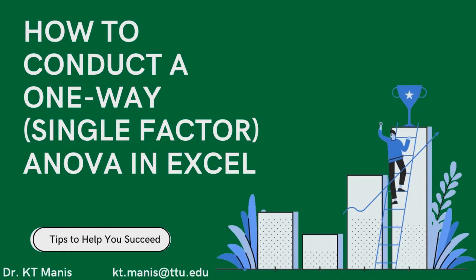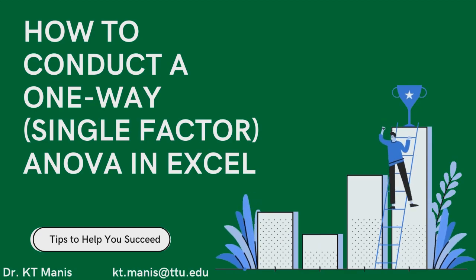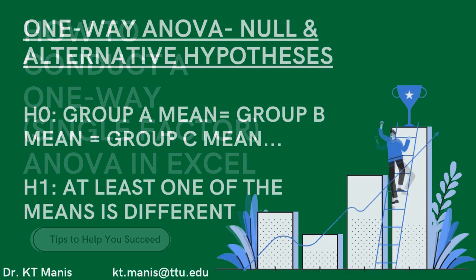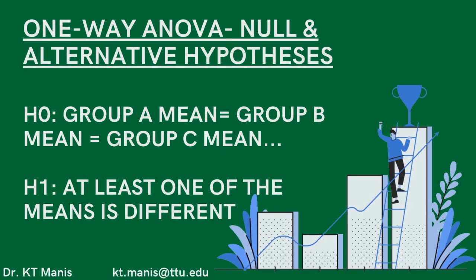Hi there. Today I'm going to show you how to conduct a one-way or single-factor analysis of variance in Excel. The purpose of a one-way ANOVA is to test the null hypothesis that the group means are all equal.